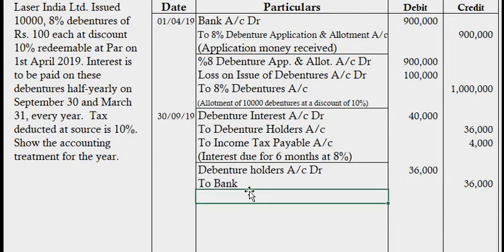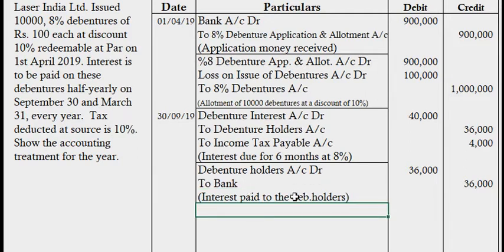So you can write down the narration: interest paid to the debenture holders. So the first interest is made due and paid to the debenture holders.